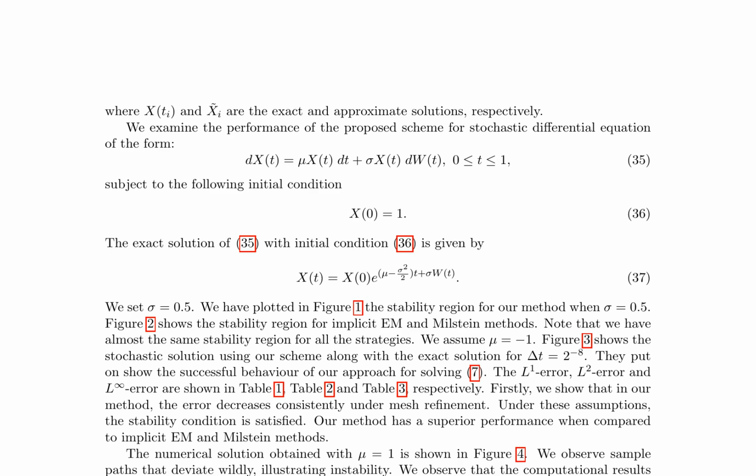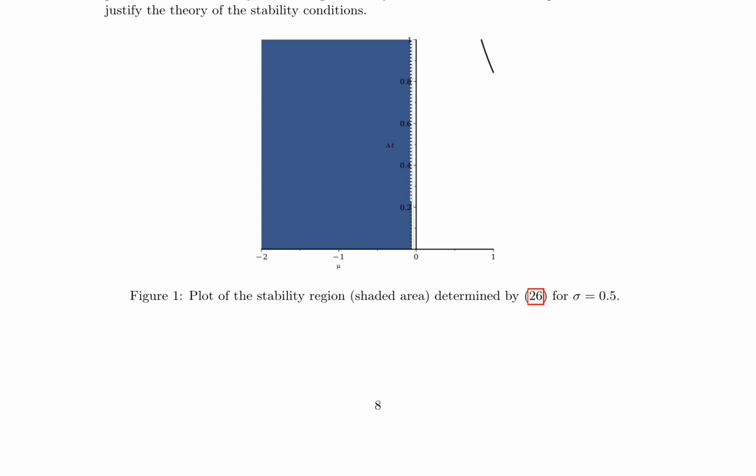Demonstrating the stability region for their method in Figure 1, which is comparable to the stability regions of the implicit Euler-Maruyama (EM) and Milstein methods shown in Figure 2. The authors then illustrate the stochastic solution using their scheme, alongside the exact solution, for various time steps, with increment t equals 2 to the power of minus 8, in Figure 3.